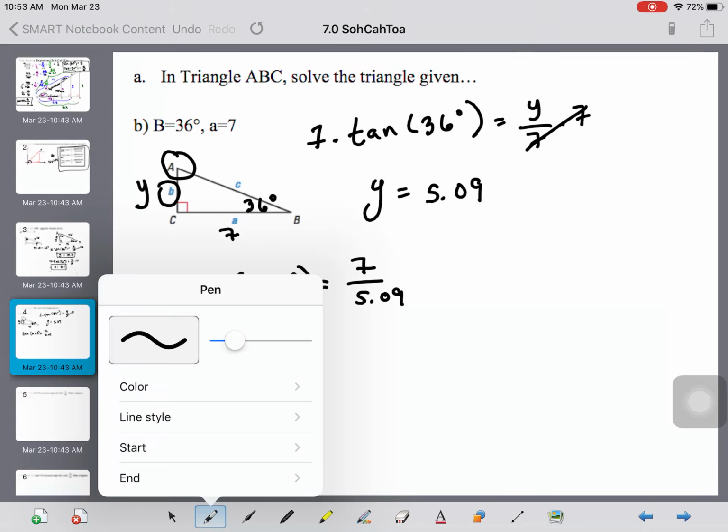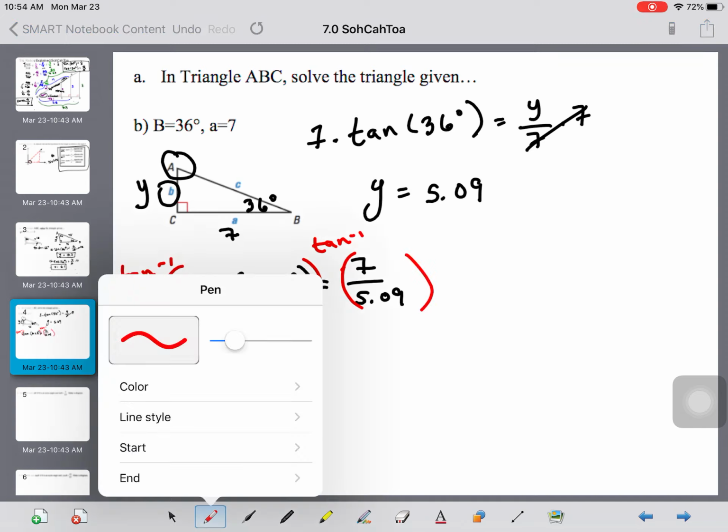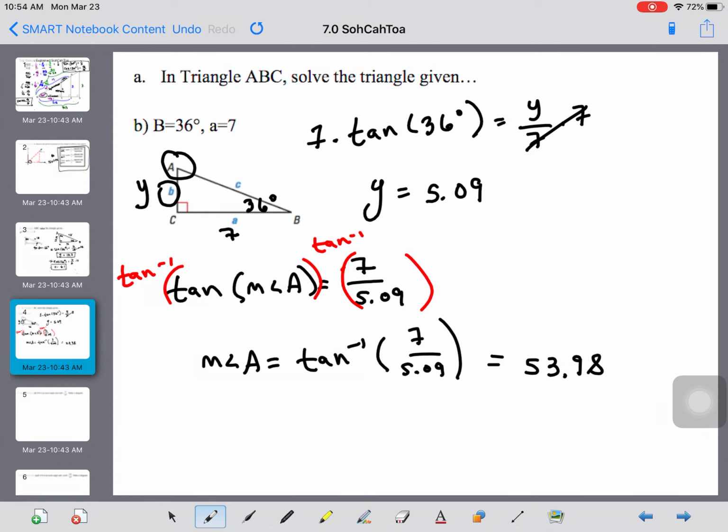To get rid of this tangent, I'm going to use the inverse operation, tangent inverse, and that's exactly like the inverses we've been talking about. So I can take tangent inverse. Tangent and tangent inverse undo one another. So I have here the measure of angle A is equal to tangent inverse of 7 divided by 5.09. You can hit second tangent, and that will give you that tangent inverse operation. And I get that that measure is 53.98. So we see that's like 54 degrees. Okay.